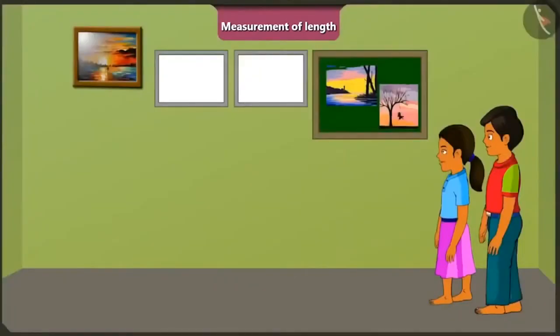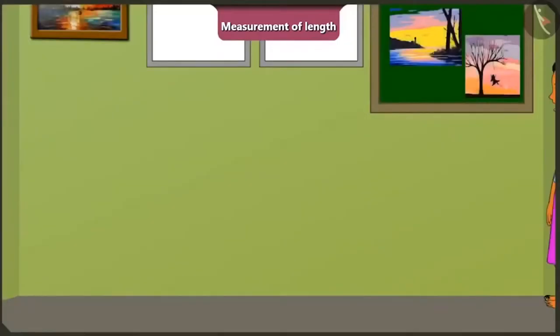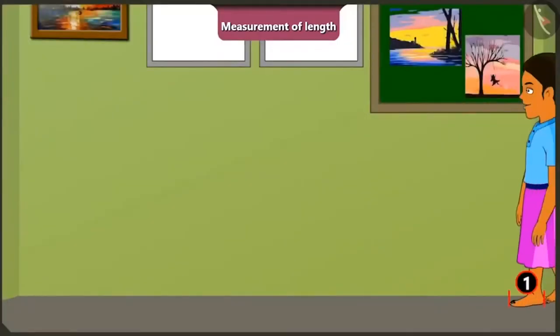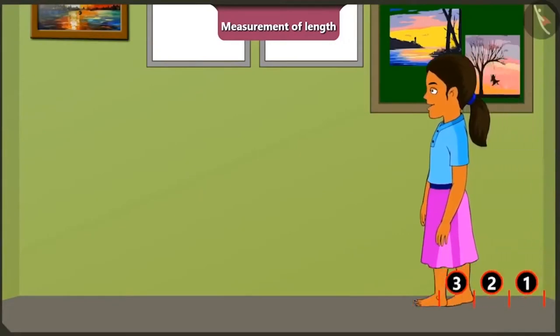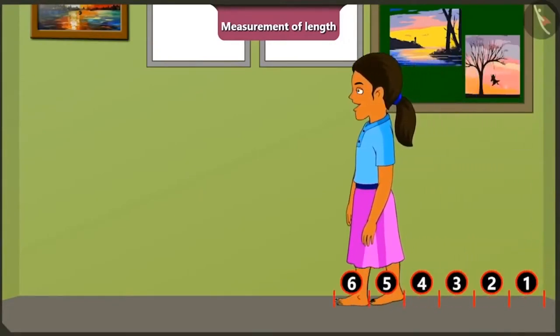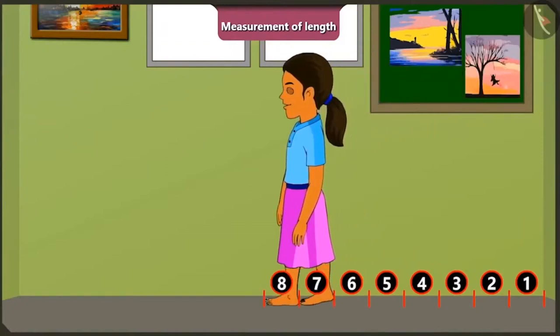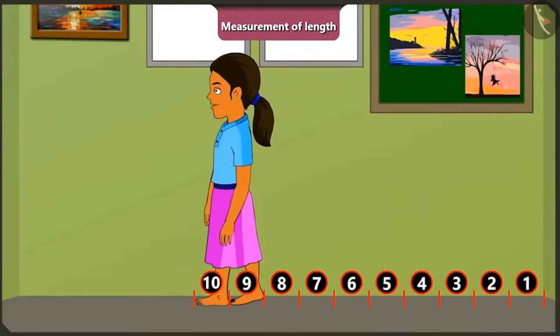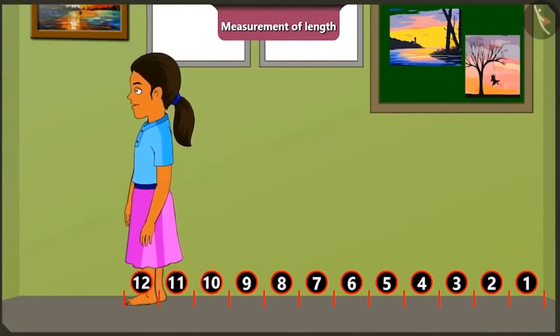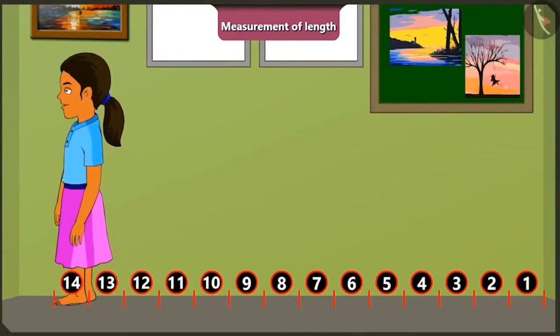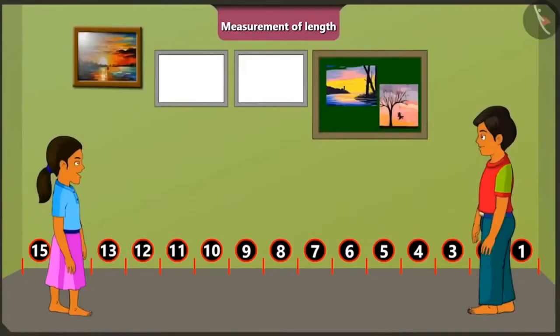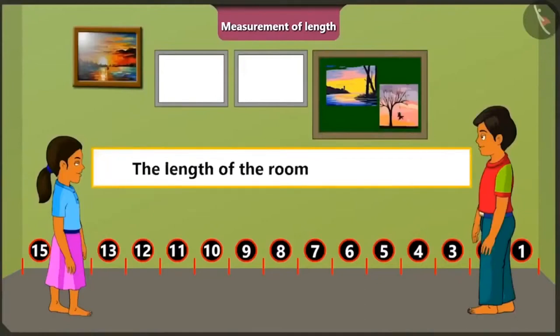Mintu, how will you measure the length of the room from here till here? With my foot length. See, if I measure the length of the room with my feet, then the length of the room is 1, 2, 3, 4, 5, 6, 7, 8, 9, 10, 11, 12, 13, 14, and 15. So the length of this room is equal to 15 foot spans.